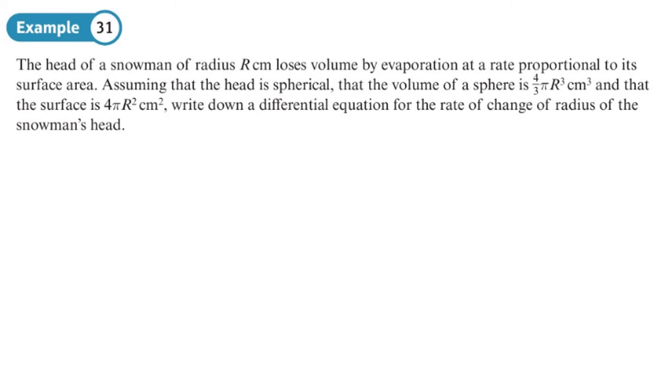Snowman. So the head of a snowman, radius is R, it loses volume by evaporation. So as soon as I see loses, I'm going to have a negative somewhere. Rate which is proportional, so there's going to be a K there, proportional to its surface area. Okay, so there's going to be some area there. Assuming that the head is spherical, we're given the volume of a sphere. That's nice of them. And here's the surface area.